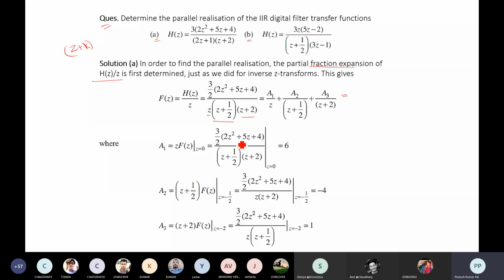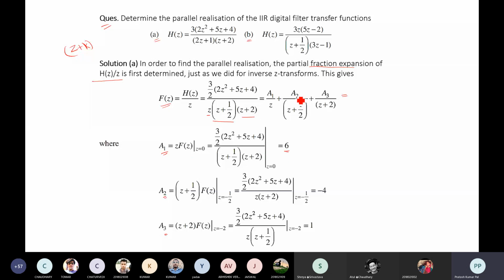Now we have to find A1, A2, and A3. To find A1, we multiply the complete F(z) by the denominator part of the A1 coefficient, which is z, and then we put z equals 0. Whatever value comes out after putting z equals 0 into this after multiplication will be A1.